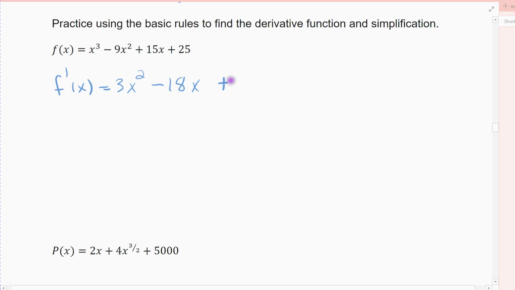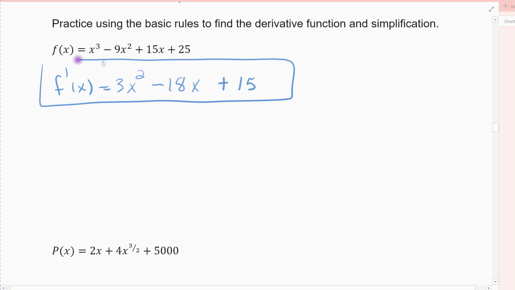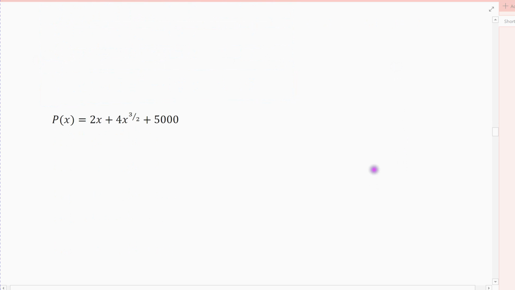All right, the next one is the derivative of 15x. Well, the 15 is going to come along. The derivative of just x is 1, so you just get 15. And again, I'm not going to write it down, but I'm going to talk about it. 25 is a constant. When we take the derivative of a constant, that just zeroes out. And so there's the derivative of that function. And that one's actually completely simplified. I don't need to do any more work there.